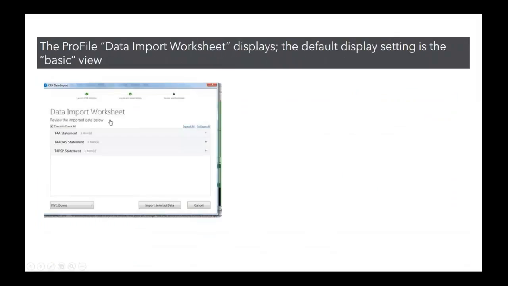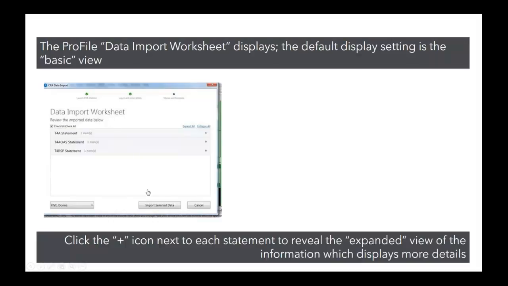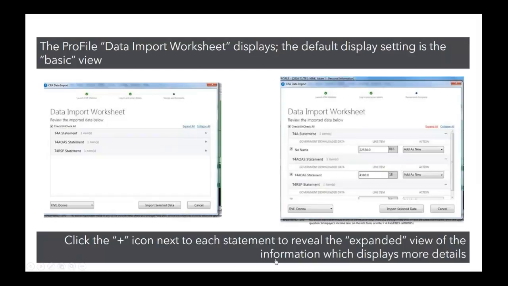So you'll get the worksheet again. You import the selected data. You could also look at the information by selecting the plus sign, and then you'll get more data like this. And then again, you would select whatever information that you want to import in for that client.